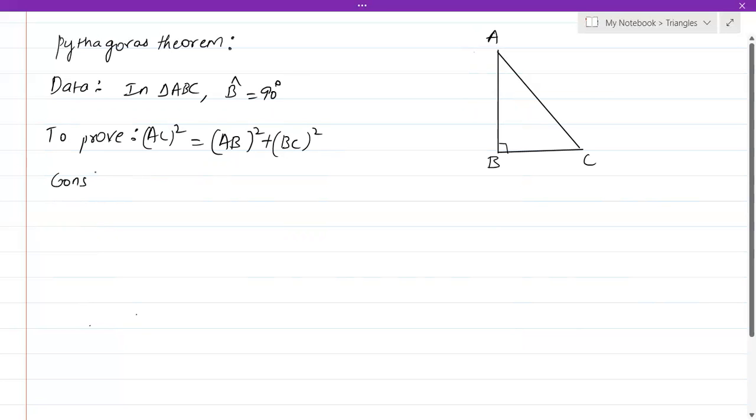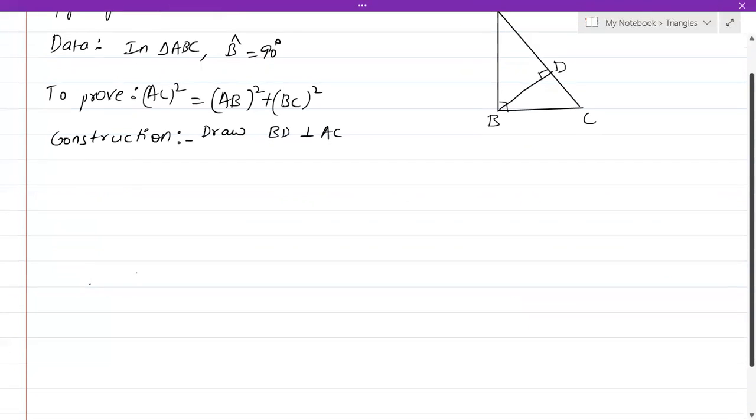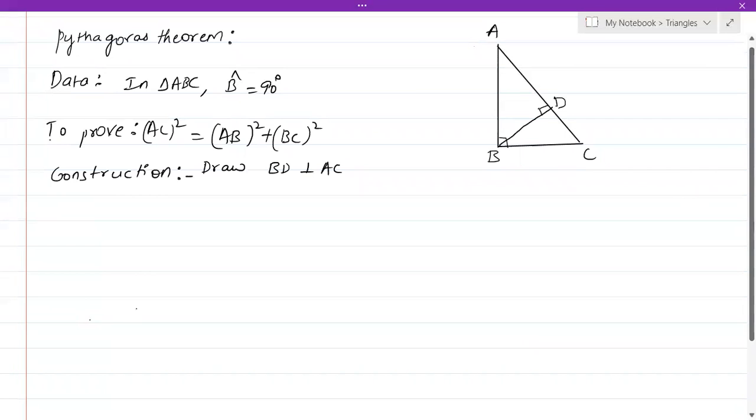We'll make a small construction. The construction is, from the right angled vertex, that is from B, we'll draw a perpendicular. That is, let's take it as BD. So draw BD perpendicular to AC. These are the required things. Now let's start with the proof. First, the proof contains statement and reason, right?